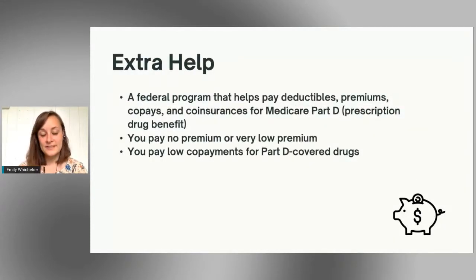The second cost assistance program I want to talk about is called Extra Help. And Extra Help is a federal program that helps pay deductibles, premiums, co-pays, and co-insurances for Medicare Part D, which, as we learned, is the Medicare prescription drug benefit. If you have Extra Help, you pay no premium or a very low premium, and you pay low co-payments for your Part D covered drugs.